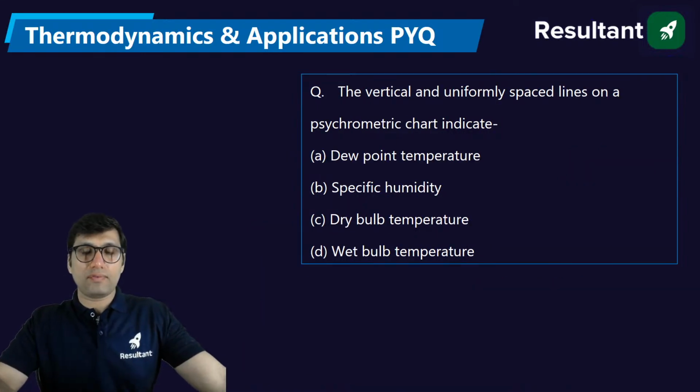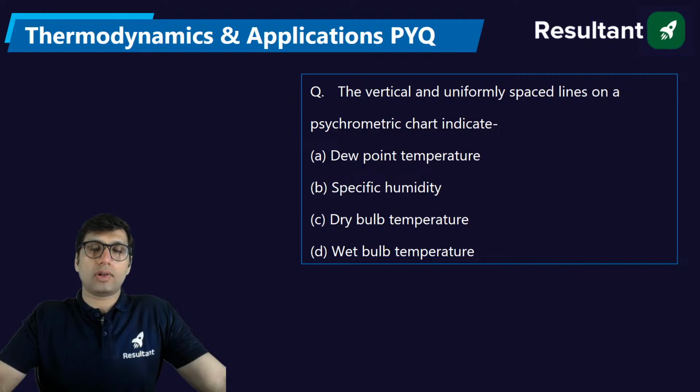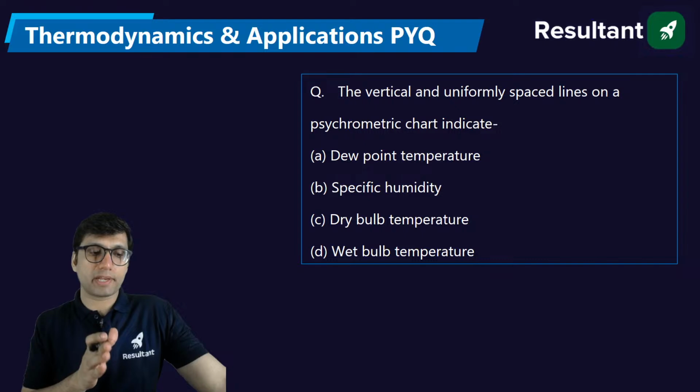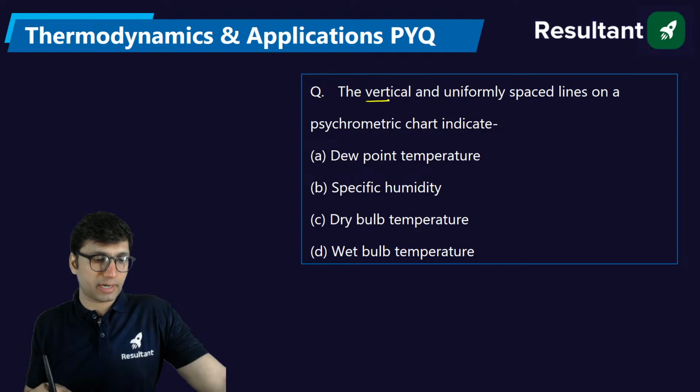The vertical and uniformly spaced lines on the psychrometric chart indicate. One more beauty of solving previous year questions is that you will understand the areas from where questions are being asked in the exam. We can understand the important topics and questions. Like from the power plant subject, mostly questions are from the compressor. From RAC, you will find this question on the psychrometric chart. So that means the psychrometric chart is important.